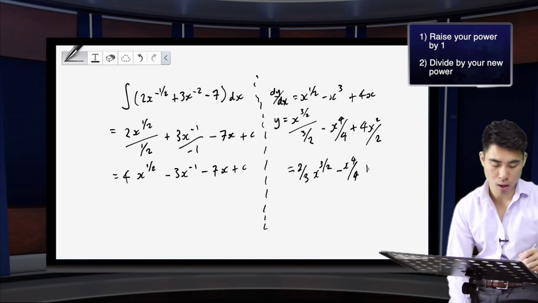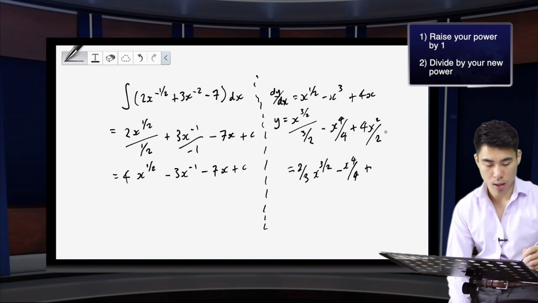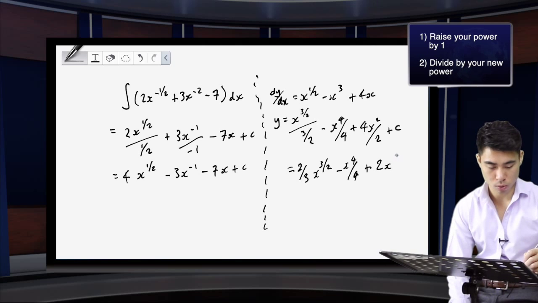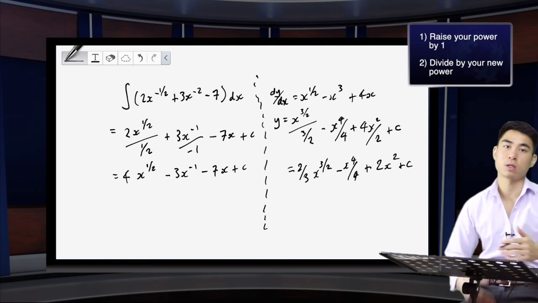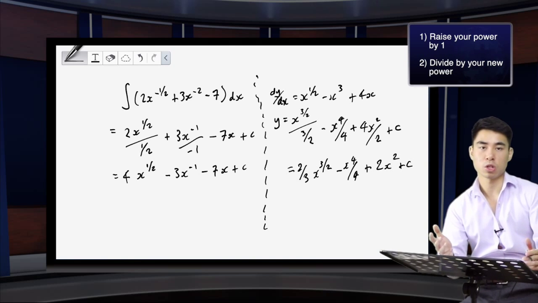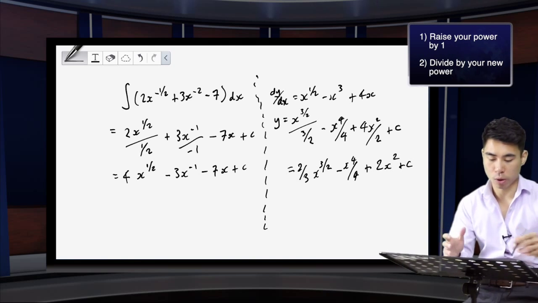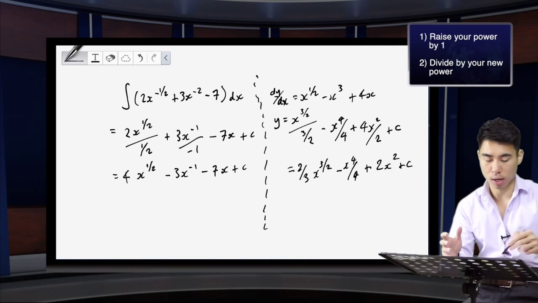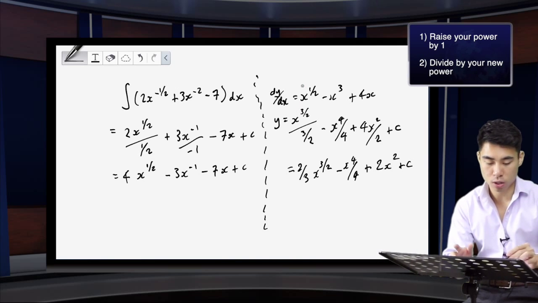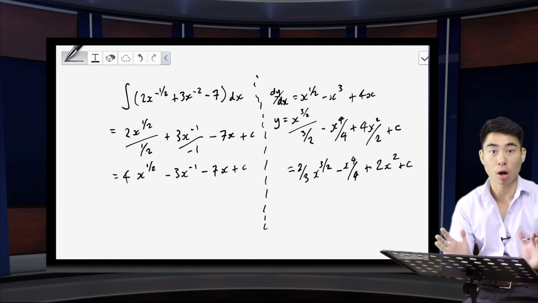And then last term here, oops, I've got my plus c. I told you, you will do it. I do it myself. 4 over 2 cancels to a 2, x squared plus c. And that is your final answer. So just remember, when you're dealing with multiple terms in a single integral, so these are added and subtracted together, you need to integrate each term by term.